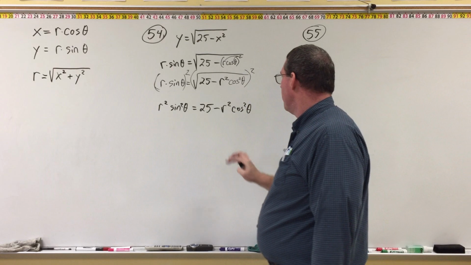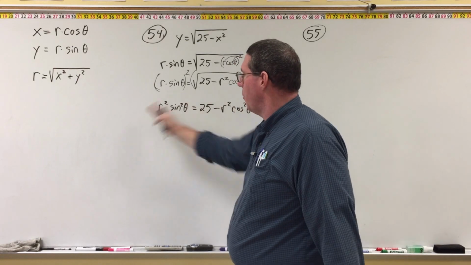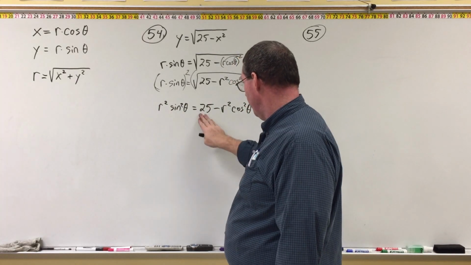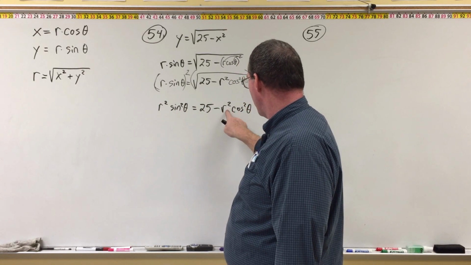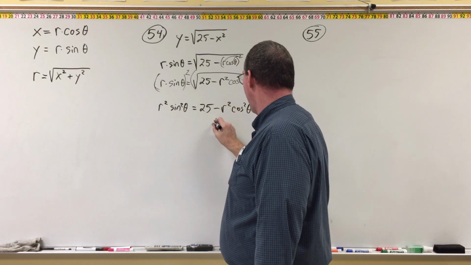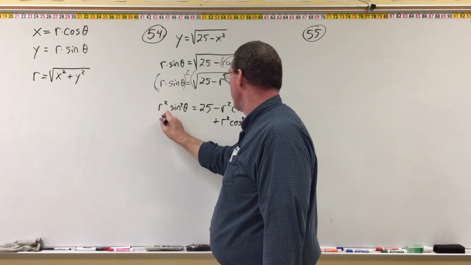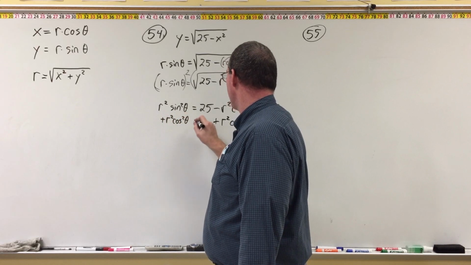Now, I want to move every term that has an r in it to the left, and every term that doesn't have an r to the right. Well, this is the only term that doesn't have an r. It's already on the right, but this one has an r in it, and it's on the right. I got to move it to the left. So I'm going to add r squared cosine squared of theta to both sides.